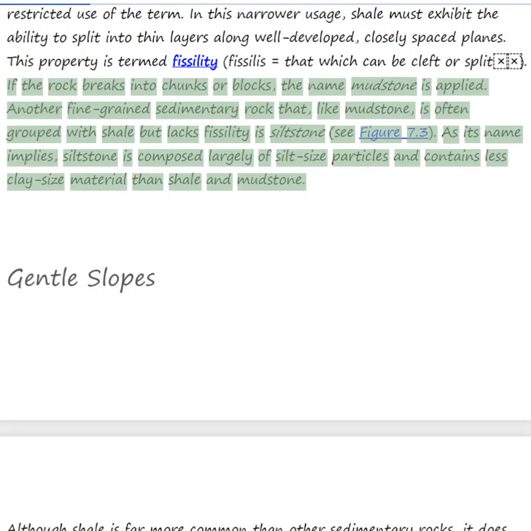If the rock breaks into chunks or blocks, the name mudstone is applied. Another fine-grained sedimentary rock that, like mudstone, is often grouped with shale but lacks fissility is siltstone. As its name implies, siltstone is composed largely of silt-sized particles and contains less clay-sized material than shale and mudstone.